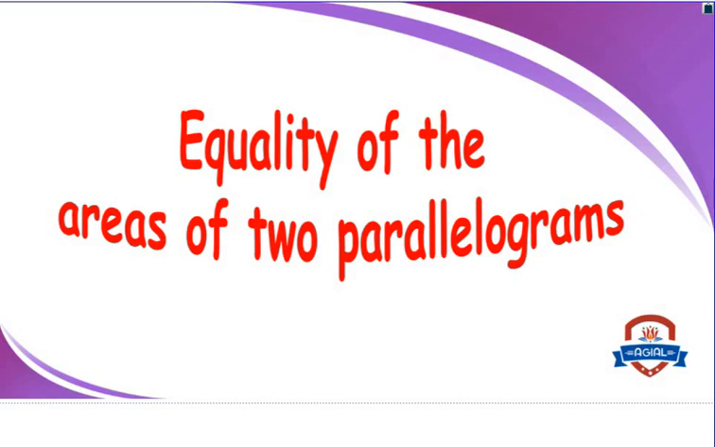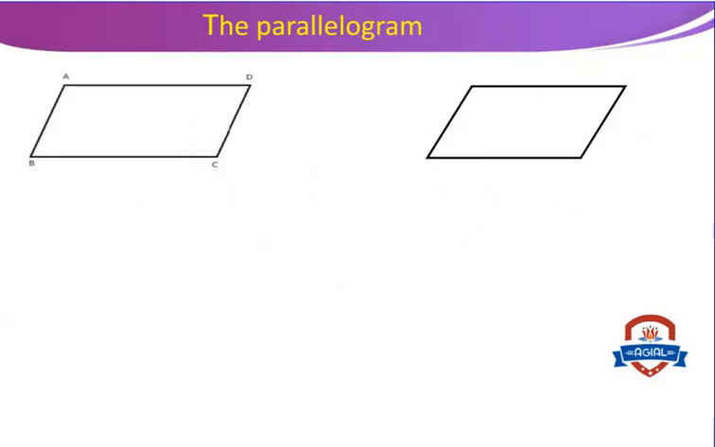Today we are going to explain equality of the areas of two parallelograms. The parallelogram is a quadrilateral in which each two opposite sides are parallel, like A, B, C, D here. A, B, C, D is a parallelogram because each two opposite sides are parallel.